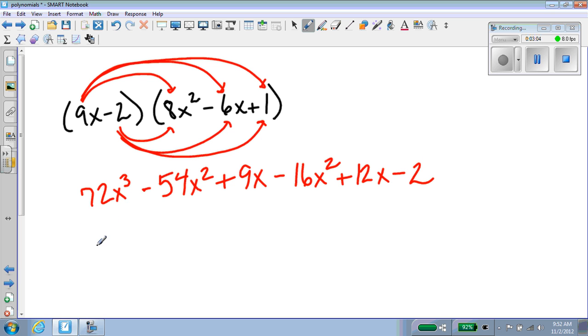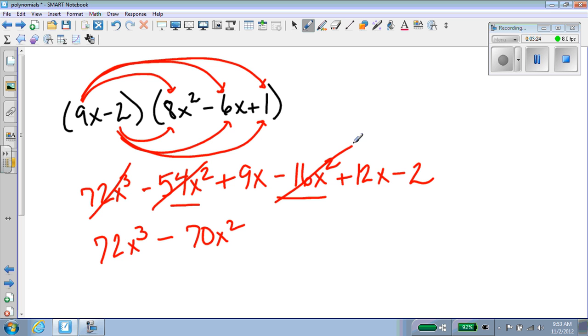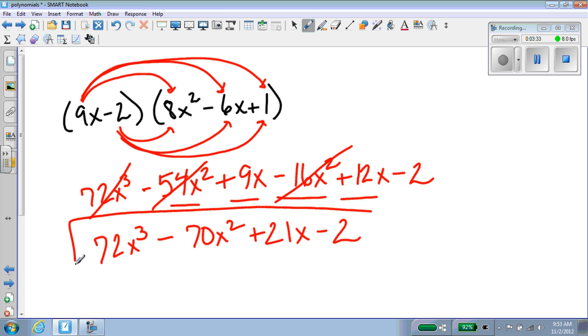My 72x to the third has no like terms. My -54x squared and my -16x squared make -70x squared. My 9x and my 12x make 21x and my -2.